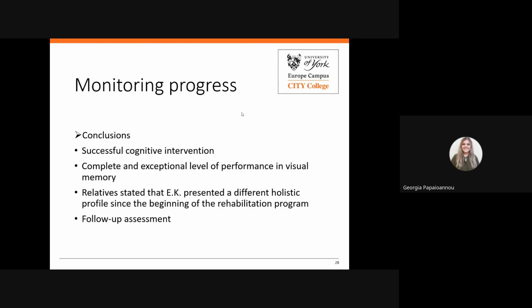And generally, of course, what we also need to have in mind is that after a 3-month period of applying a rehabilitation program, we need to perform a follow-up assessment. In this case, unfortunately, the patient had some other health issues that did not allow us to perform a follow-up assessment or to keep on with the rehabilitation plan. But generally, this is the case. That's why we tend to monitor as well as we go.